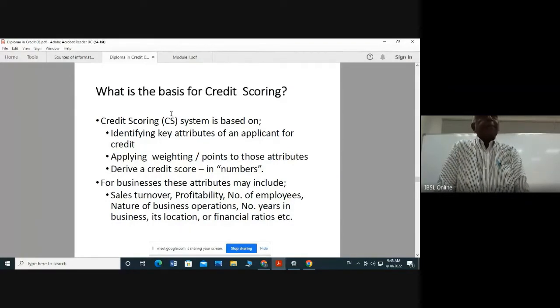Actually, this was developed first in America, the USA. There was a company, Fair Isaac and Co., FICO. The FICO company developed this system. How did they develop it? They developed a statistical model.